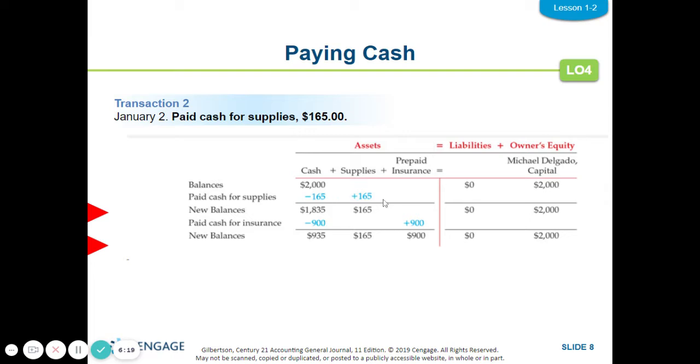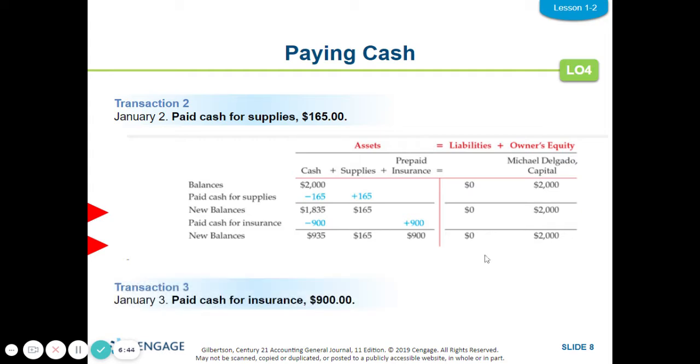But the supplies, he's buying those supplies, he's taking them back to his business. Those are an asset. You own those. You own all that stuff until you use it up. It's owned by you. It's an asset. So that one goes up. So since one asset went down and one asset went up, our two balances added together are still going to be 2,000, still going to equal our capital.